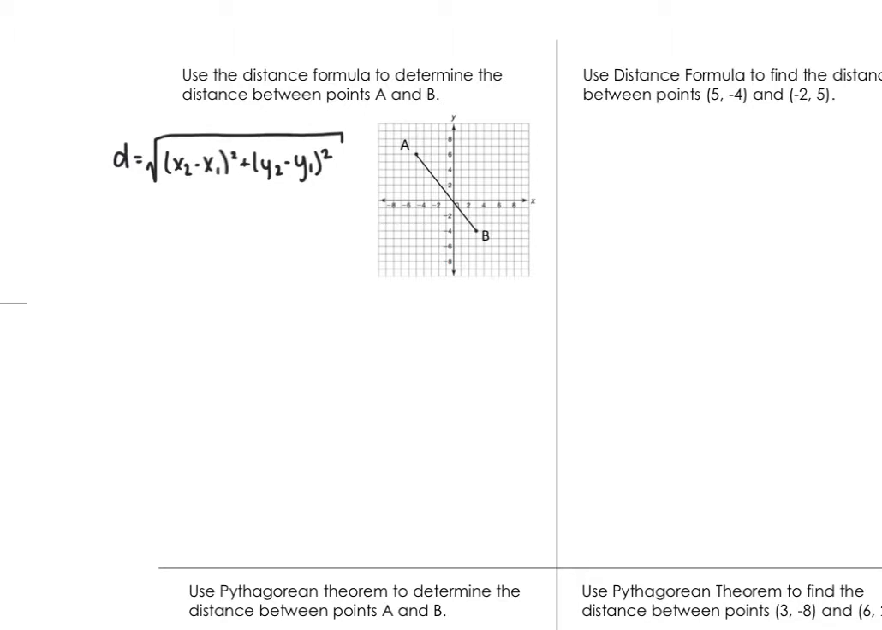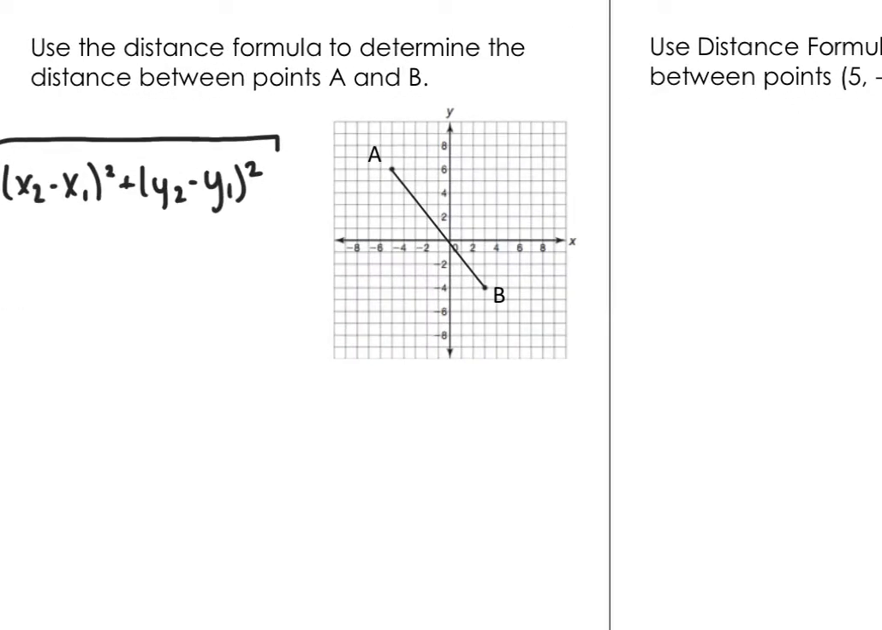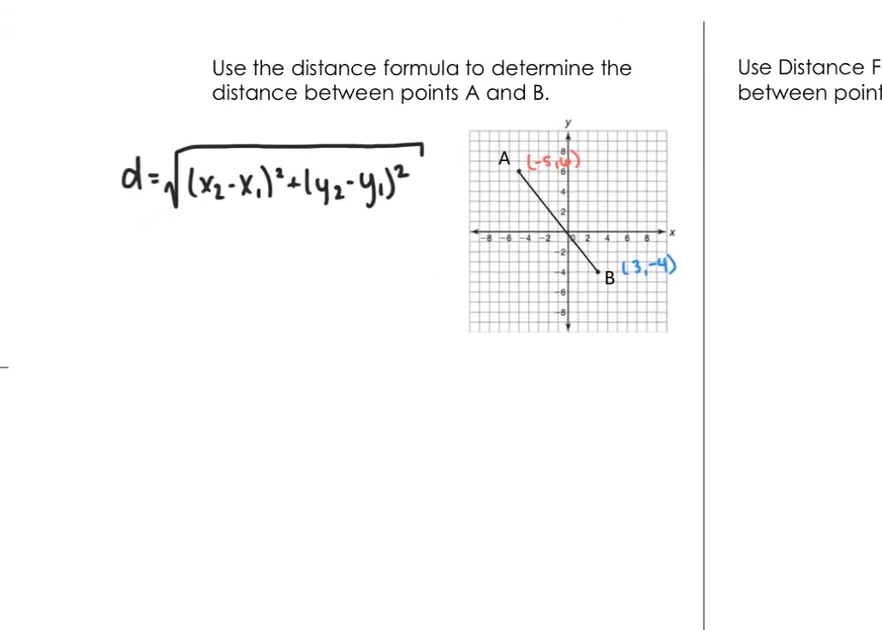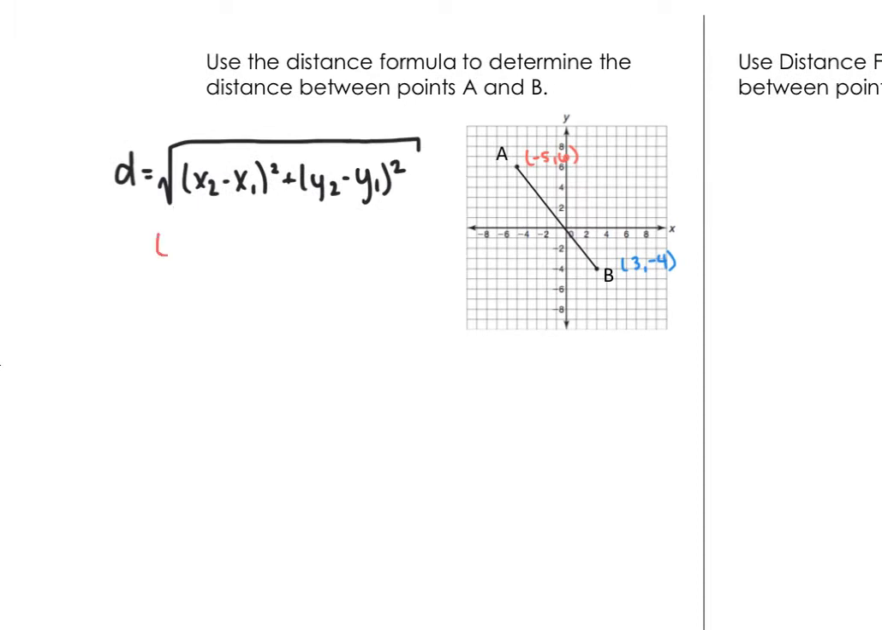Looking at this example, it's asking us to use distance formula to determine the distance between the points. So first thing I need to do is get the 2 points. If we look at point A, the coordinates of point A are (-5, 6), and the coordinates of B are (3, -4). So my two coordinates are (-5, 6), which I'm going to call x1, y1, and my other point is (3, -4), which I'm going to call x2, y2.